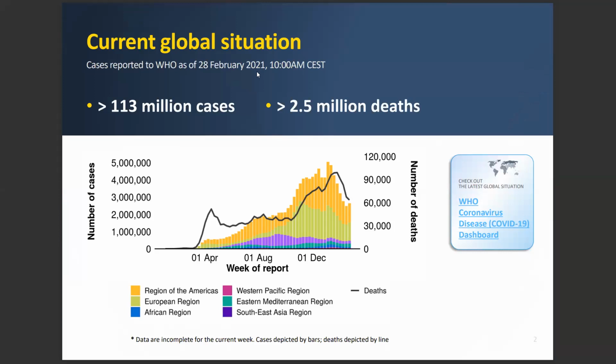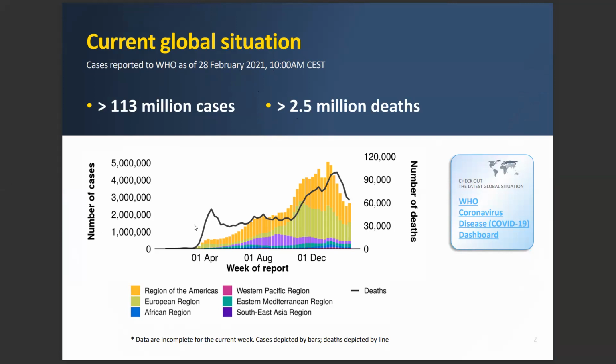These statistics are about 28th February 2021. In that period, there were 130 million cases of COVID-19 and more than 2.5 million deaths up to this day. But then you can refer to this slide, this graph also, and then you can say something.